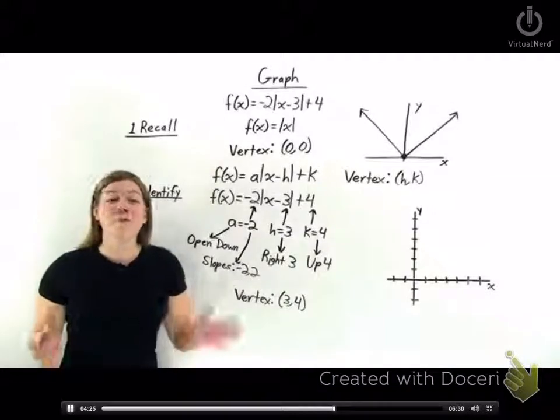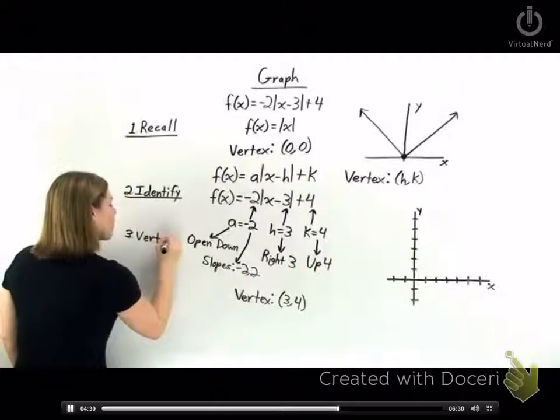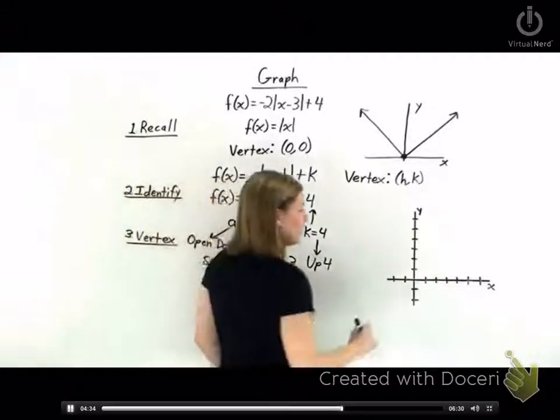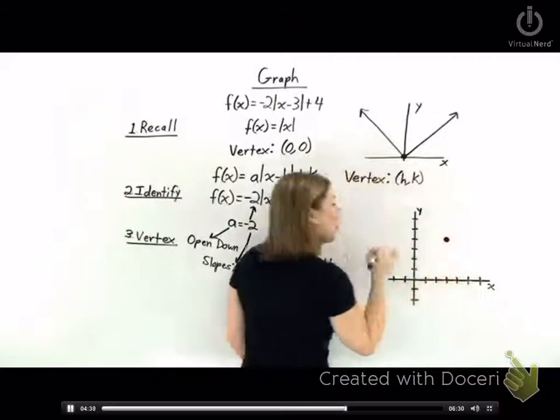Now let's go ahead and put this all together to get our graph. So let's plot the vertex that we found. Our vertex is the point 3, 4. So, plotting the point 3, 4, we get our new vertex.